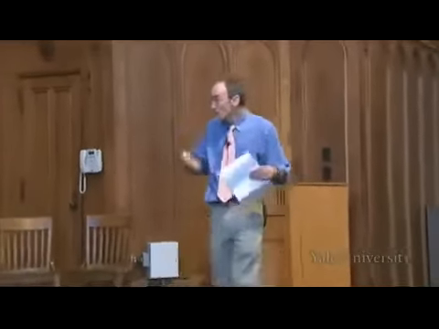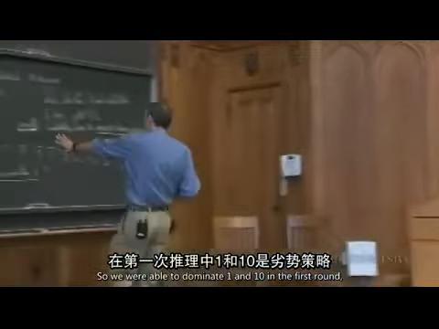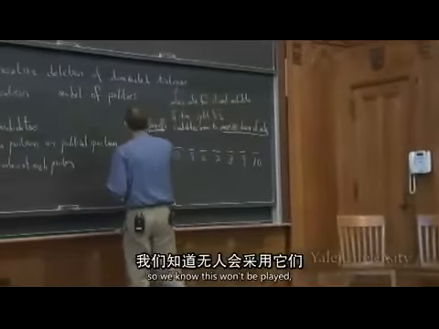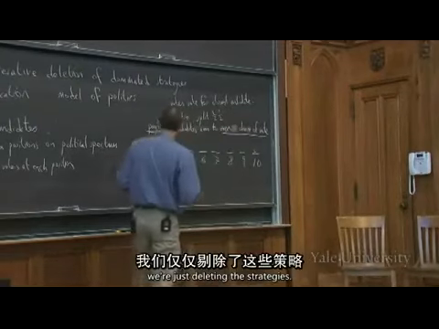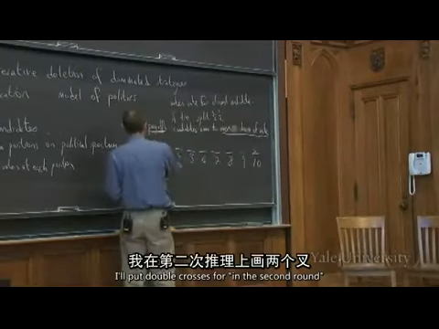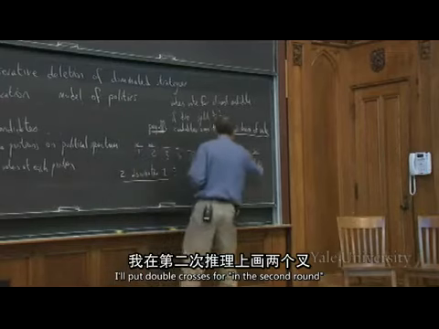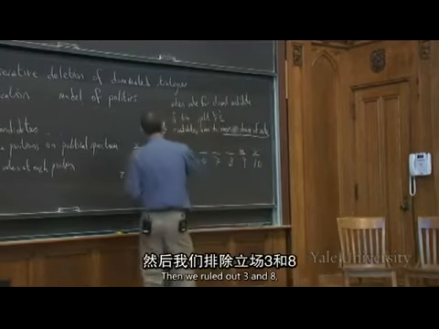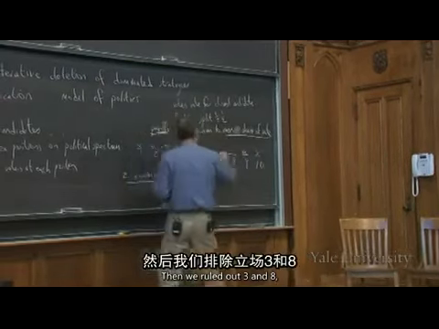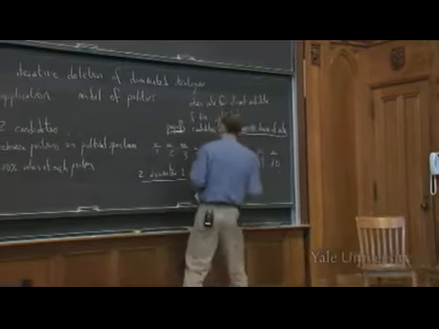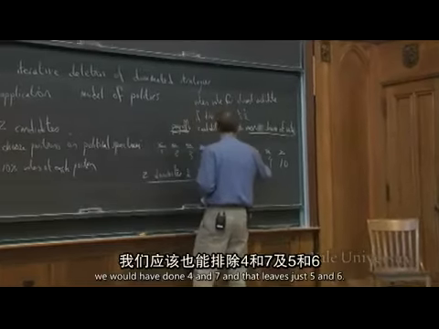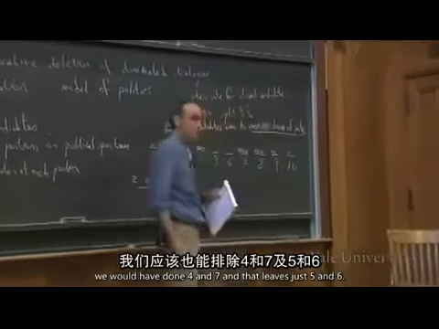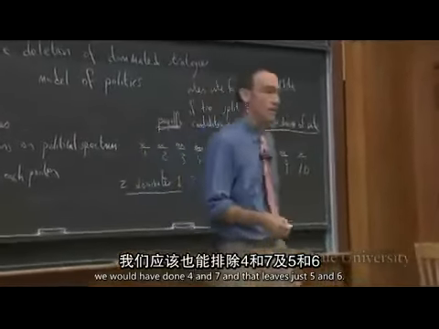Well, let's just go slower. We were able to dominate 1 and 10 in the first round, so we know this won't be played, and we know this won't be played. Remember, the voters are still there. We're just deleting the strategies. Then we ruled out, I'll put double crosses for the second round, 2 and 9. And then we ruled out 3 and 8. And then we would have done 4 and 7, and that leaves just 5 and 6.